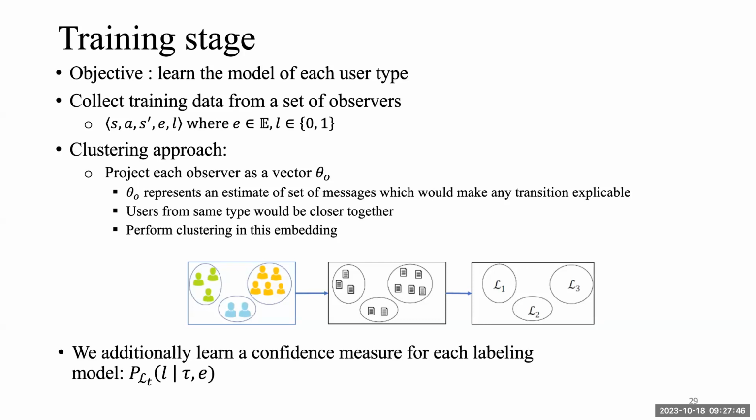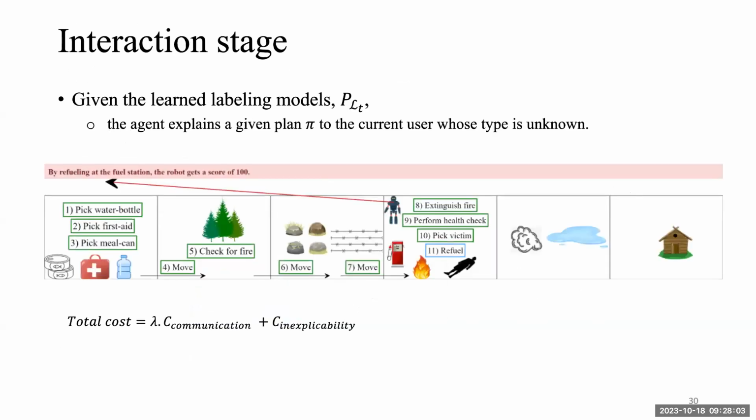At this point, we additionally learn a confidence measure for each labeling model, which will give the probability of the label given a transition in the message. Recall, the label is just whether the user will find this transition to be explicable or not. Okay, given that, we can now move on to the interaction stage, where we would have a user, we would have a plan, and we want to explain that plan to the current user whose type is unknown.